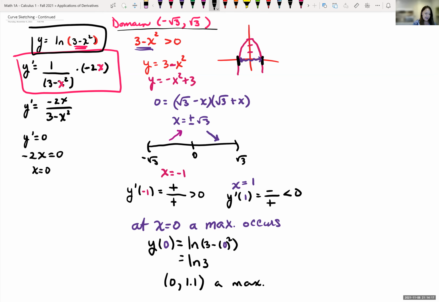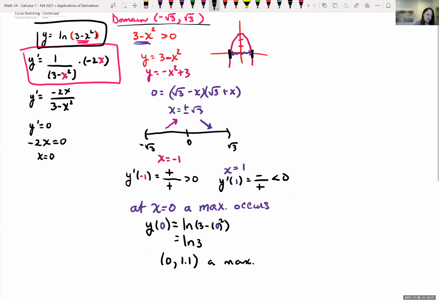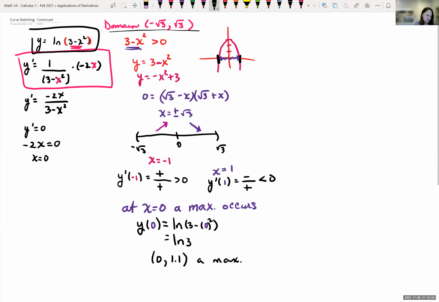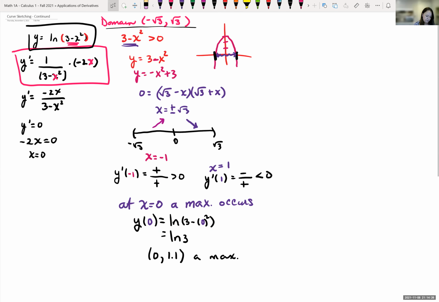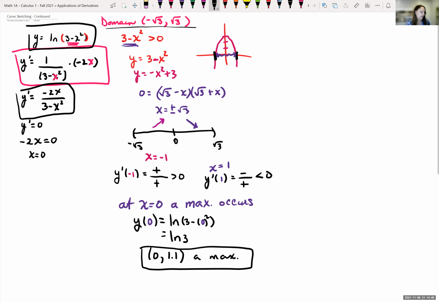Okay, so now let's look at concavity. So concavity, we need to look at the second derivative. So let me look at this. We can leave it like this. We can rewrite it and use the product rule. But if I take the second derivative like this, I'm going to need to use the quotient rule. So it's up to us what we want to do. I don't care either way.